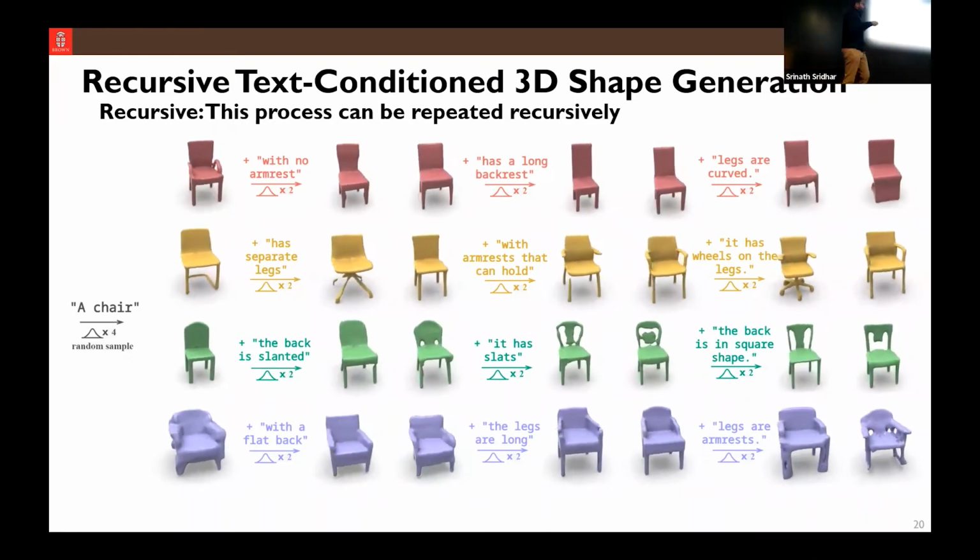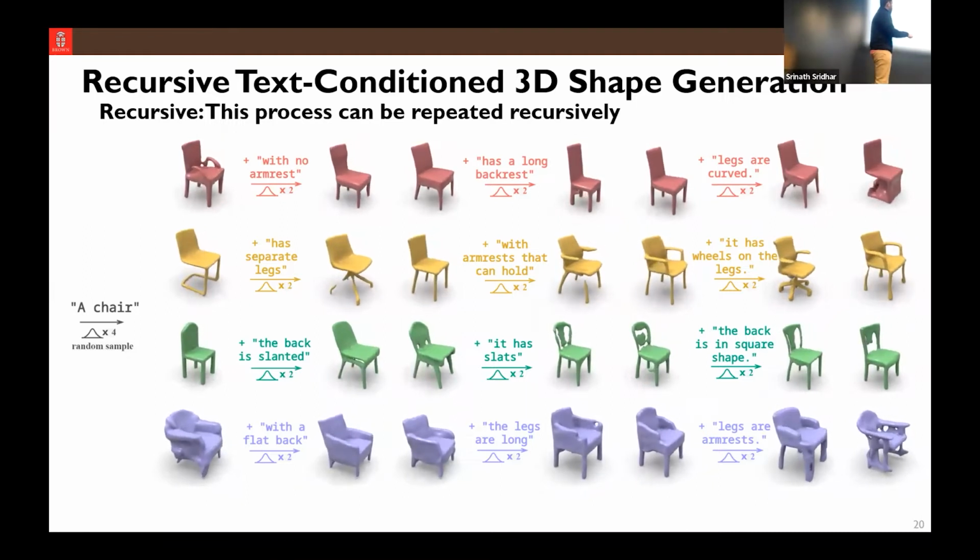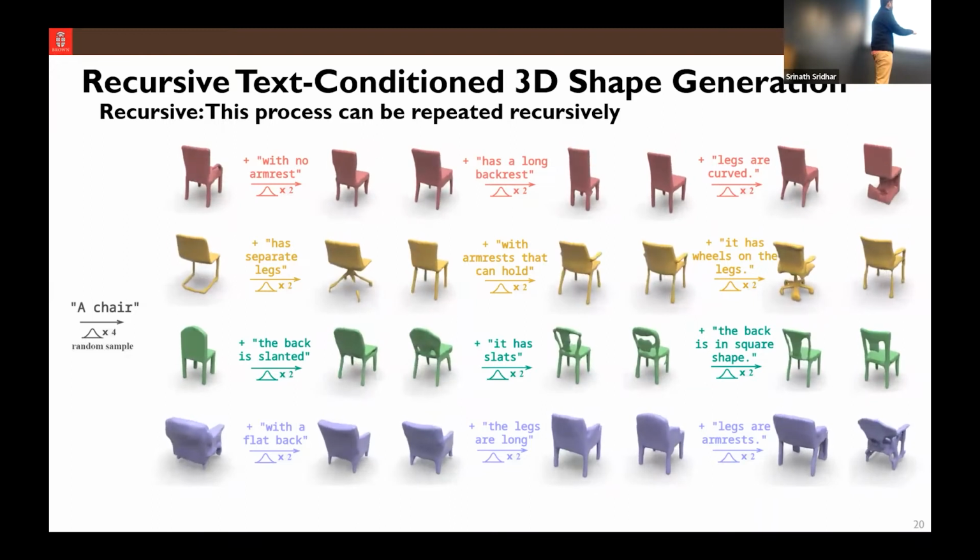Okay, and we might sometimes also want to synthesize shapes that are out of distribution in some sense. So for example, in this example here, we want the legs to look like armrests. And you can see that these are examples from our method. You can see that the legs actually resemble a wide armrest. You can see some of these out of distribution shapes happening as well.